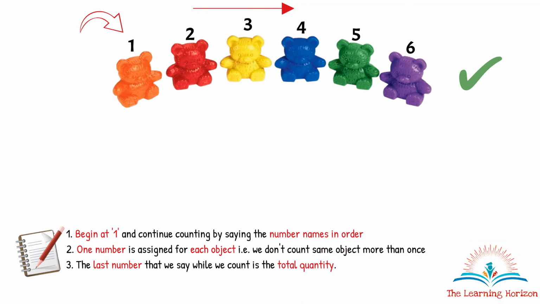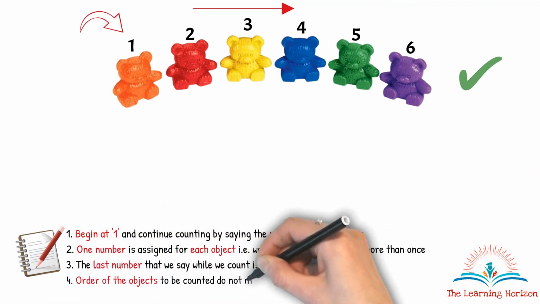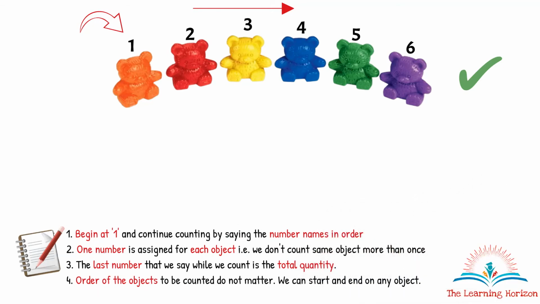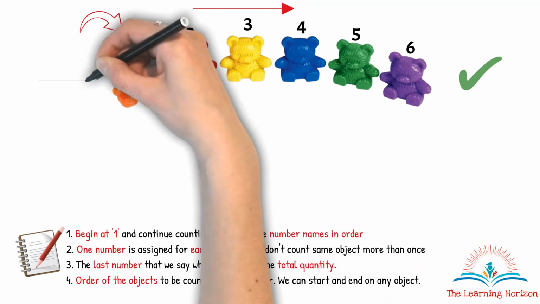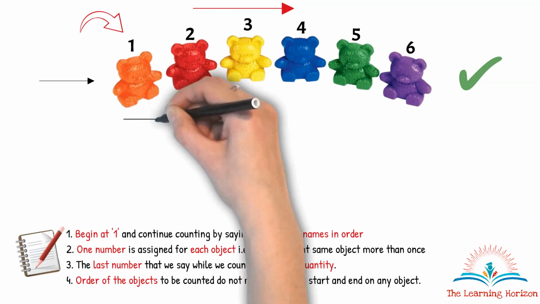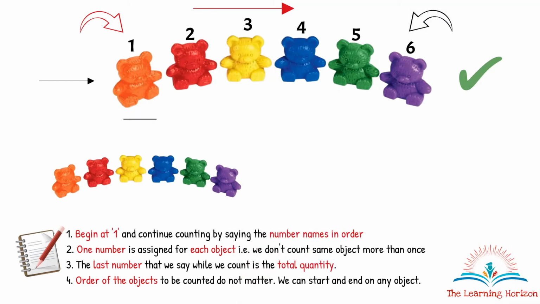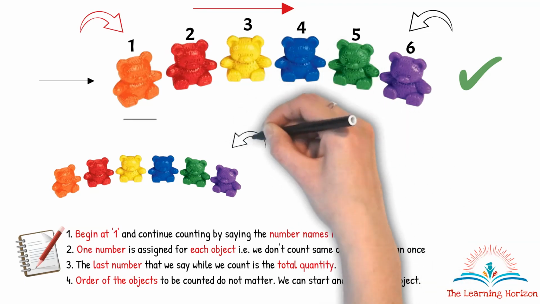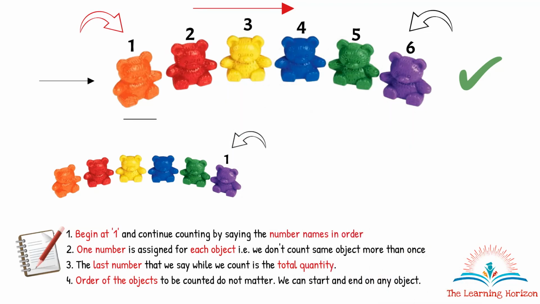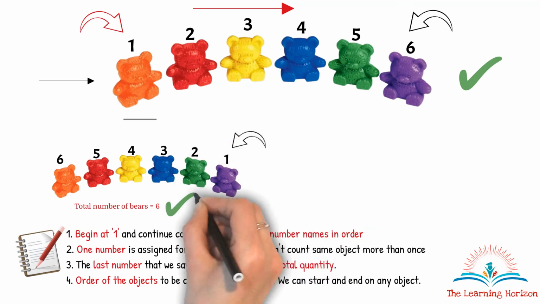When we count, the order of the objects does not matter. For instance, here I have counted starting at orange bear and got the count as 6. Now let us try counting from the purple bear. 1, 2, 3, 4, 5, 6. As you see, again we got the same total.